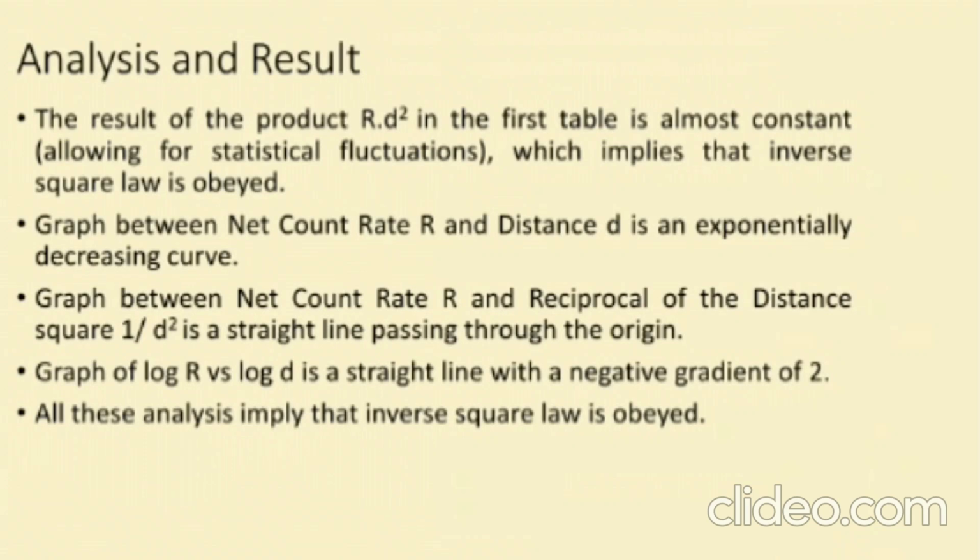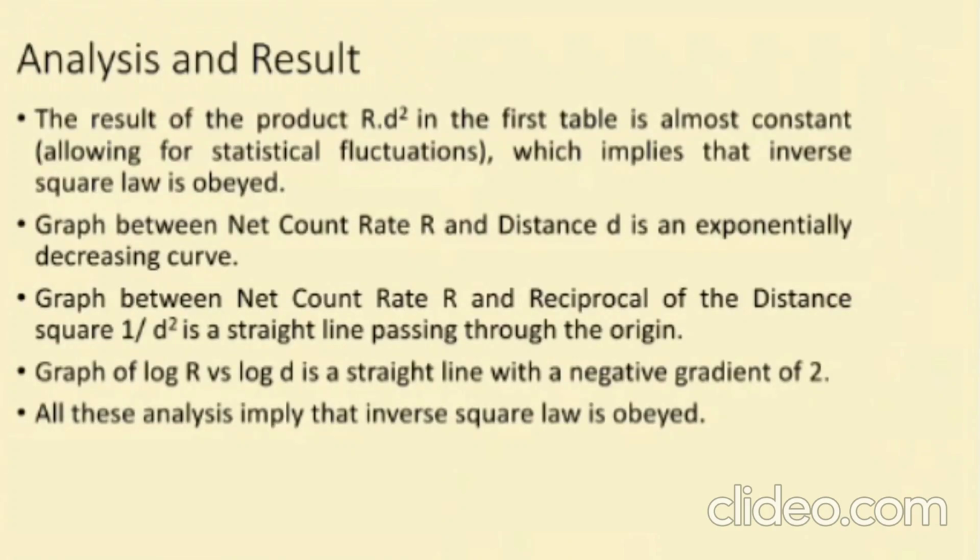Now, I told you there is a column of R into D square in the first table. When you calculate this R into D square, you will find that these values are almost constant for all the trials. Few fluctuations may be observed, but they are almost constant. If they are almost constant, you can imply that your experiment is correct, and that inverse square law is obeyed. As I told, the graph net count rate R versus D is an exponentially decreasing curve, as you can see in the sample graph also.